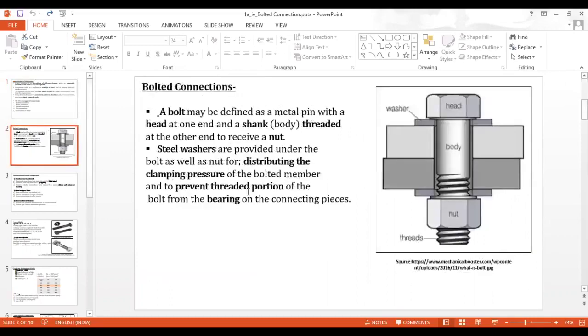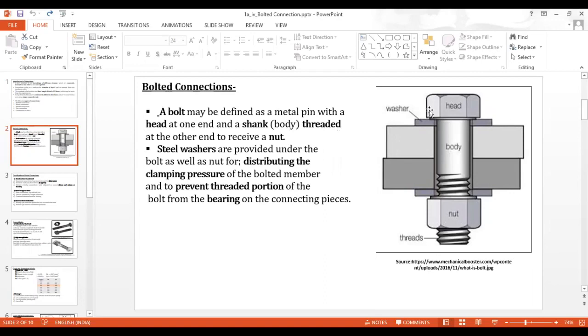Now, many times a confusion may occur in anyone's mind. What does mean by bolt? What does mean by a nut? And what does mean by a washer? Technically, a bolt may be defined as a metal pin with a head at one end and a shank threaded at the other end to receive a nut.